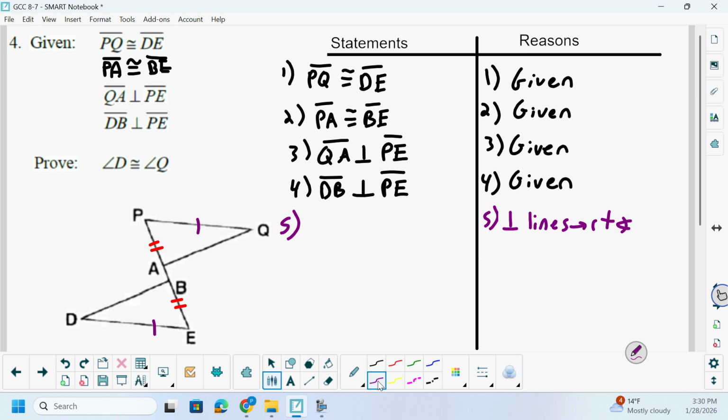QA and PE are meeting at A. There's 2 angles there, but only one of them is in the triangles. So I'm going to go ahead and label that angle, angle 1. DB and PE meet at B. There's 2 angles there, but only one of them is in the triangle. So I'm going to go ahead and label that too. So we'll have angle 1 and angle 2 are right.